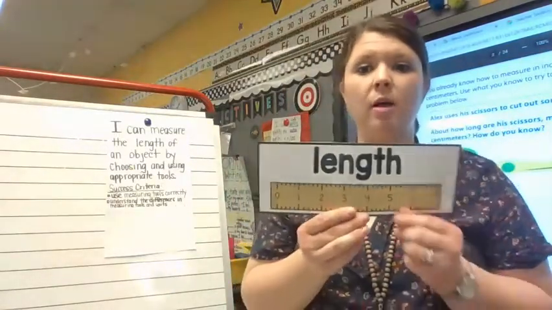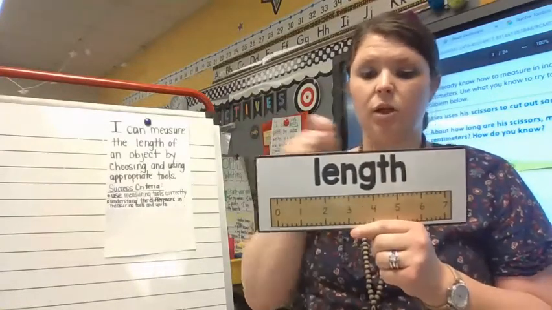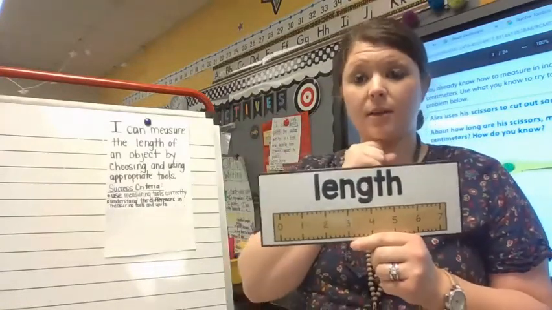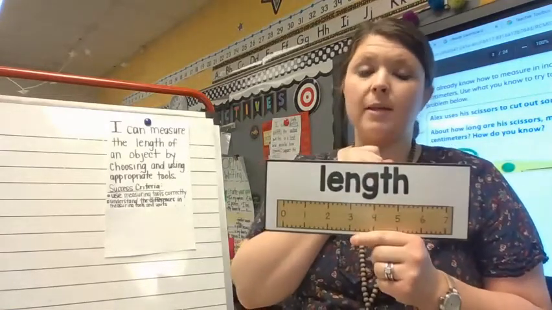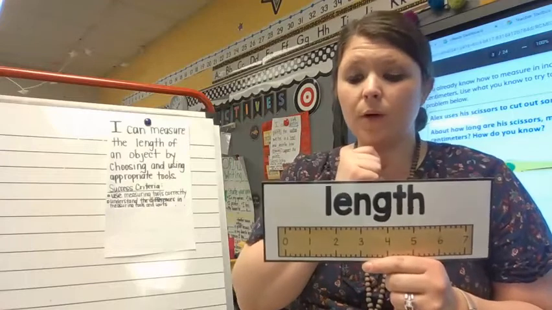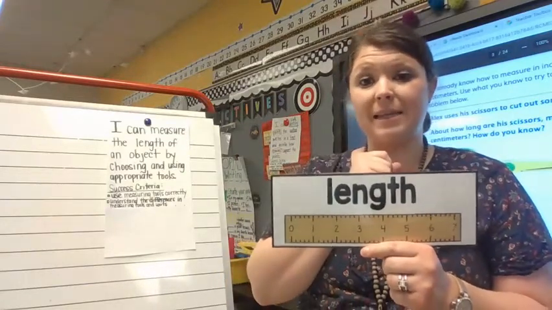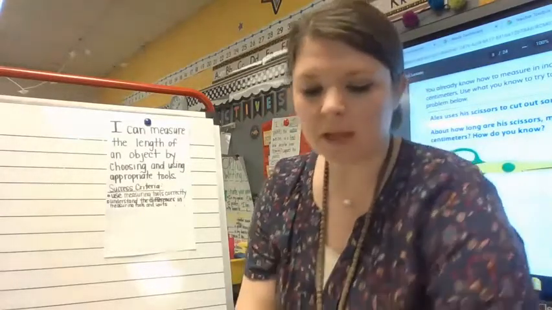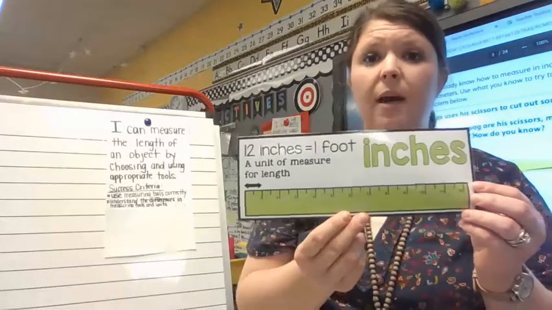Now, when we're talking about length, that is the measurement that tells the distance from one point to another, or how long something is. One of the ways that we can use to measure length is with a ruler. A ruler is a measuring stick that is marked in inches and in centimeters. Let's look at that word inches. Inches is a unit of length.